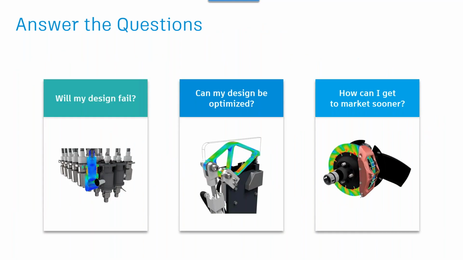Now, like I mentioned earlier, whenever you enter a simulation product, whenever you're trying to do a simulation, what are the key questions that you need to ask? So depending on what your product use is going to be, you can look at different questions in different scenarios for your different products. Some of the three key questions that we typically see from our customers are, will my design fail? Can my design be optimized? And how can I get it to the market sooner?